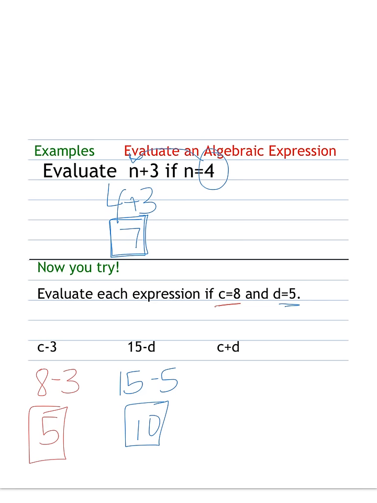Next one, c plus d. So we plug in each one. So 8 plus 5. Well, 8 plus 5 is 13. Okay, and there are our final answers for those.